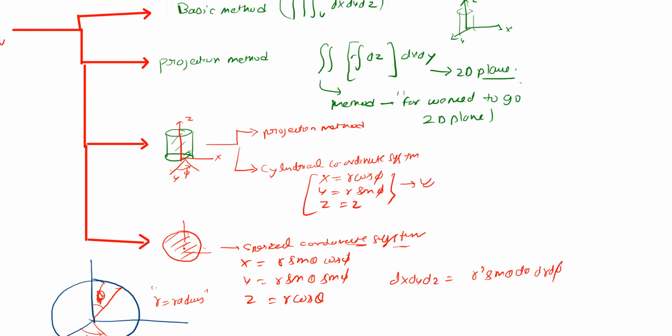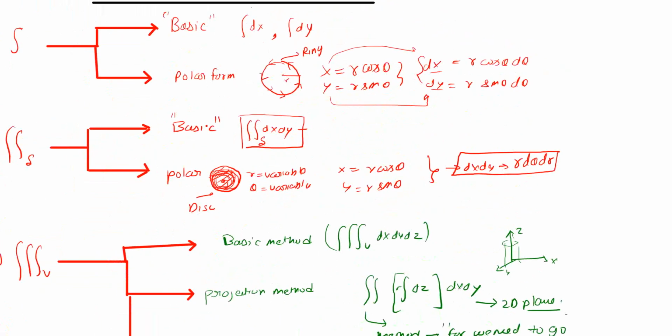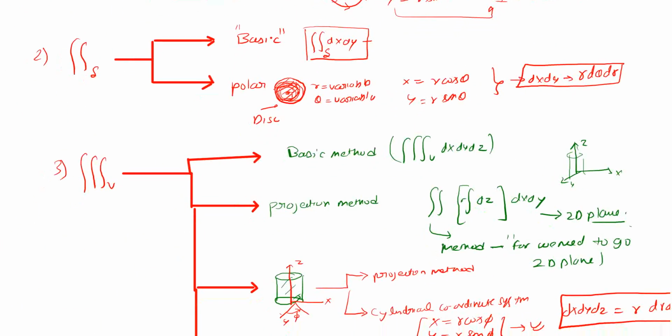And one more thing I forgot: in the cylindrical coordinate system, we need to write dx, dy, and dz as r dr d theta dz. You need to replace this part also. This is the proper notation for the basic integration you can use. Okay, so we have to move to the next part.